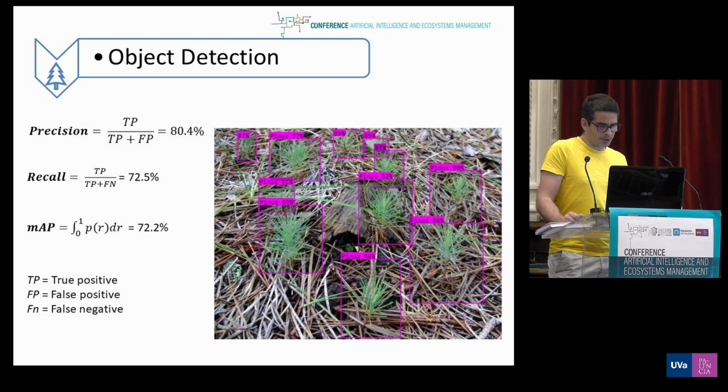And I ran YOLO, and I got a mean average precision, which is the parameter used to analyze the accuracy of the model, of 72.2%. And recall was 72.5%, and the precision 80.4%.